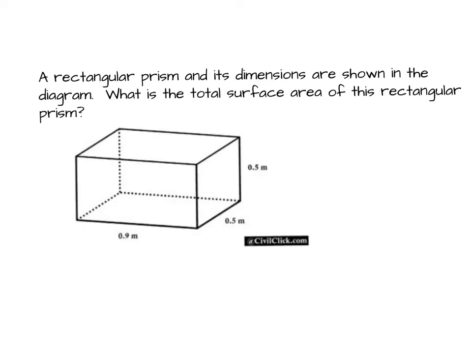Okay, this problem gives us a rectangular prism. Again, it tells us it's rectangular and wants the total surface area. So again, I want total surface area. It's rectangular, which means its bases are rectangles.